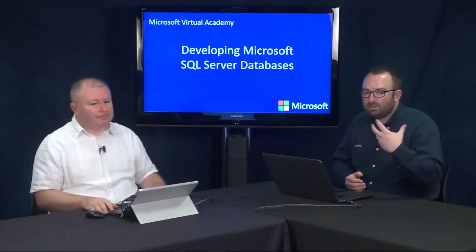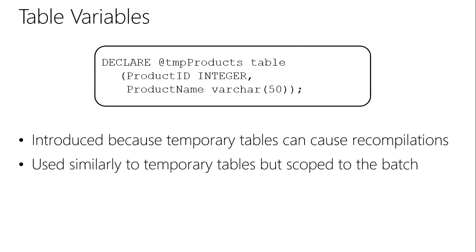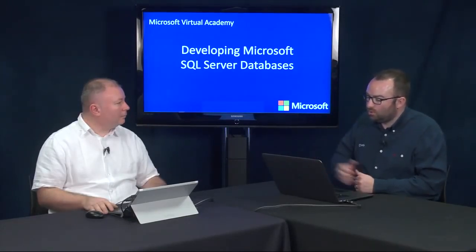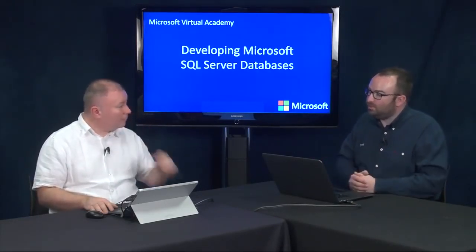Exactly. So then the concept of a table variable was brought in, which is used similarly to temporary tables, but it's scoped to a batch. So it's scoped to a piece of code that you're running rather than the whole session. It will make more sense when we have a look at the demo. But the key thing to realize with table variables is that there are no statistics on table variables. So the fact that there are no statistics means that changes don't cause recompilations of the code using those table variables, which can be a good thing if recompilations is a problem.